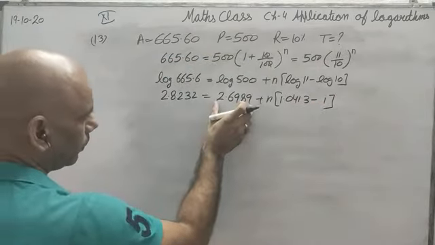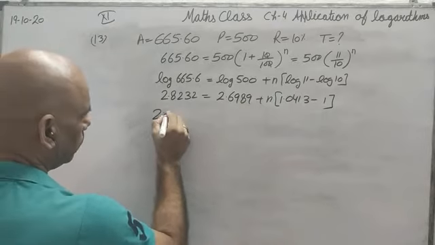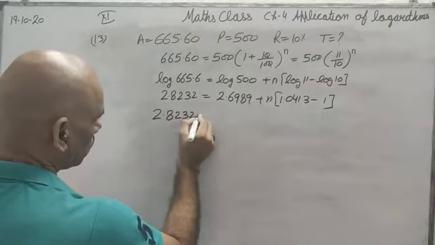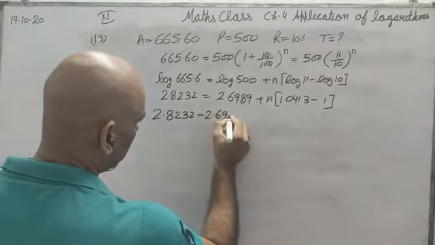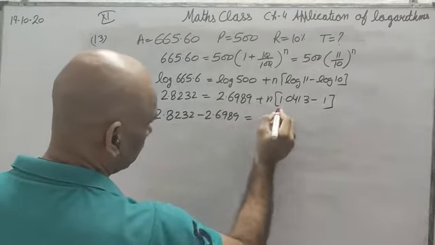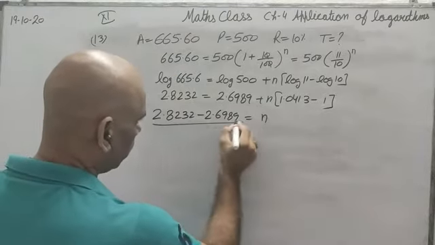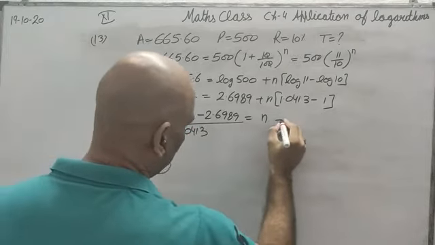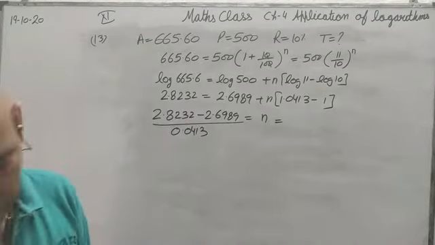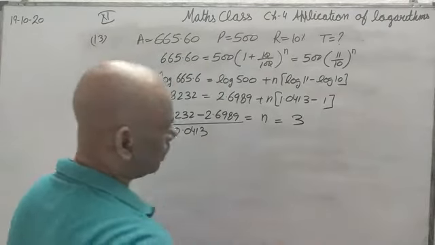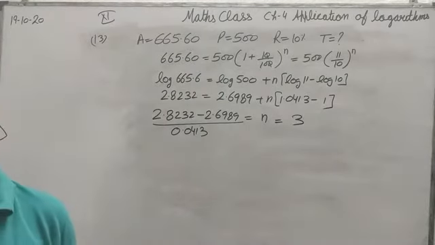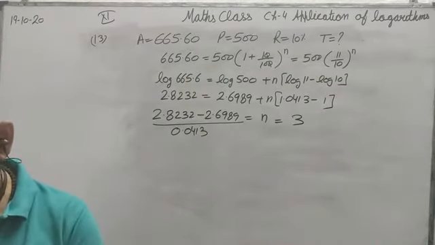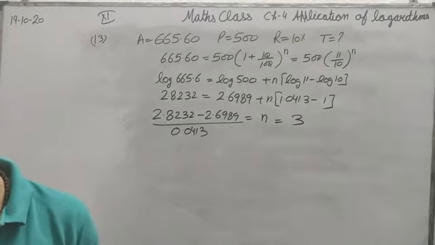Now this is positive here, on this side it will become negative, so 2.8232 minus 2.6989, and this is multiplication, so that will come in division, 0.0413. On solving it you are going to get approximately 3. So this way you will calculate the time.